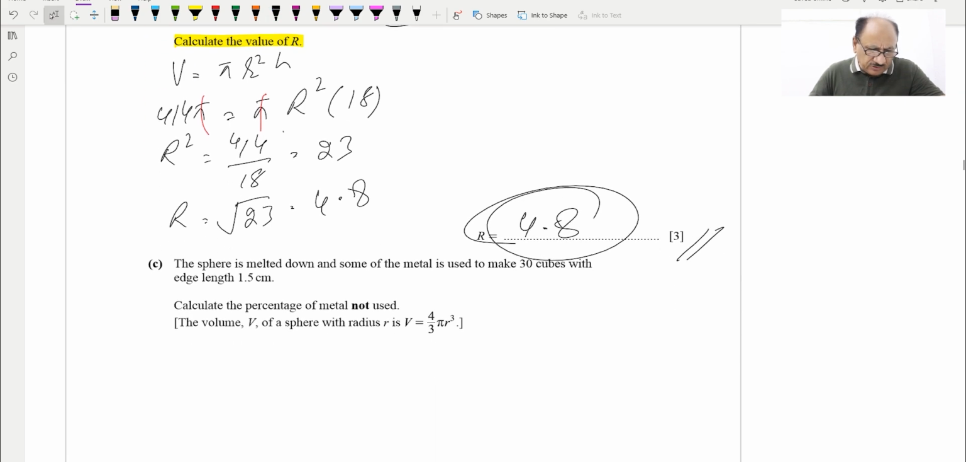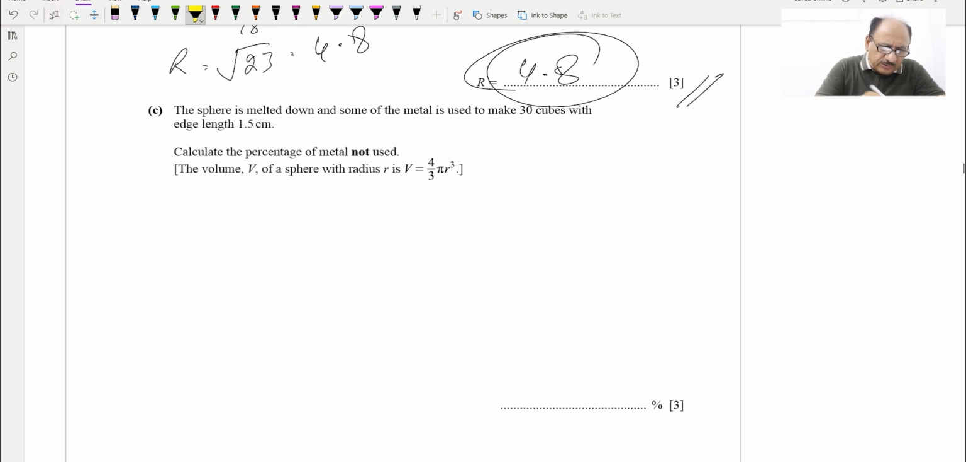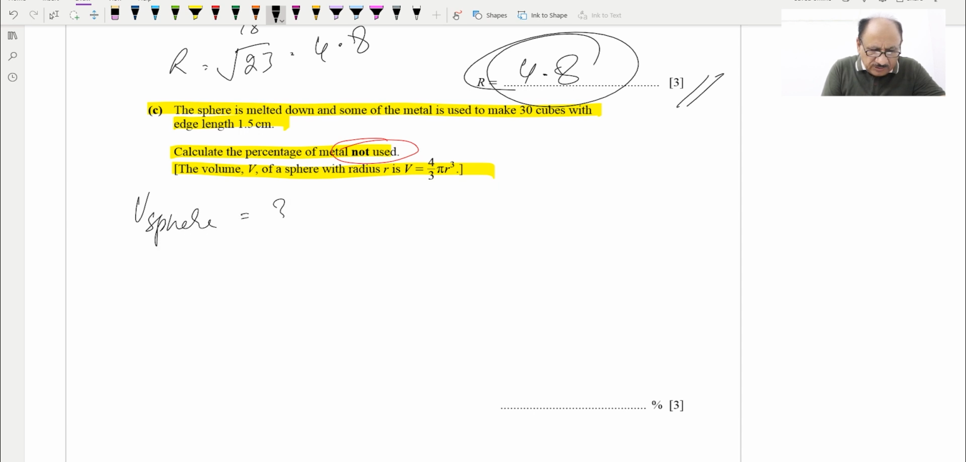Now part C says the sphere is melted down, and the metal is used to make 30 cubes with edge length 1.5 centimeter. Calculate the percentage of metal not used. The volume of a sphere with radius r is 4 by 3 pi r cube. We calculated 36 pi as the volume of the sphere.